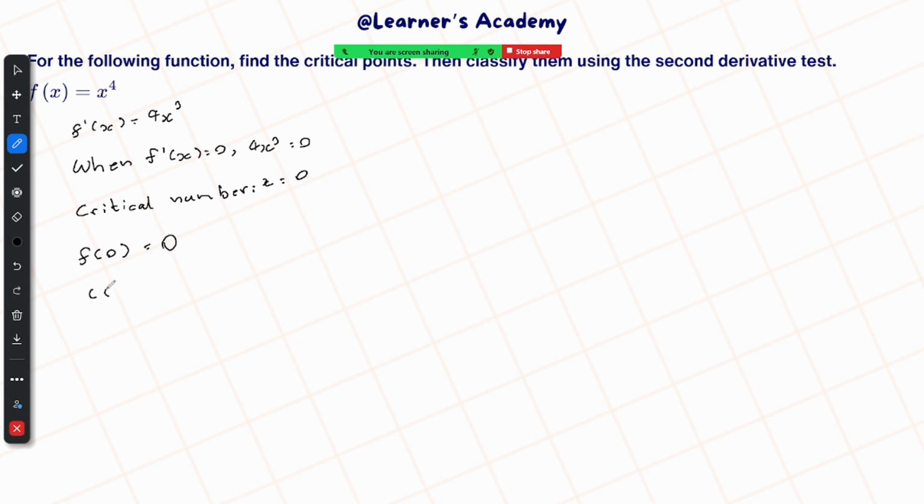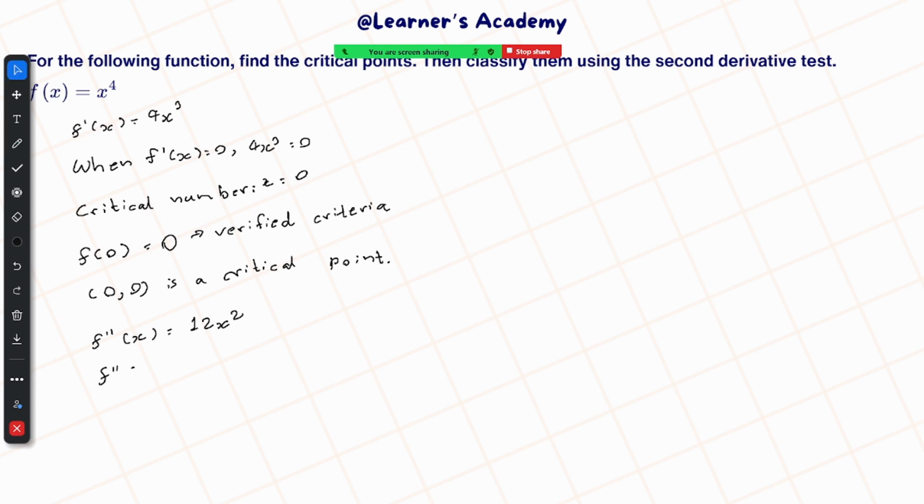So this is verified. Alright, since we had a definite y value, (0, 0) can be considered a critical point. Now we have to classify whether it's a maximum or minimum. In order to do that, we find the second derivative, which will be 12x squared, and then we substitute x equal to 0 into the second derivative of f of x.